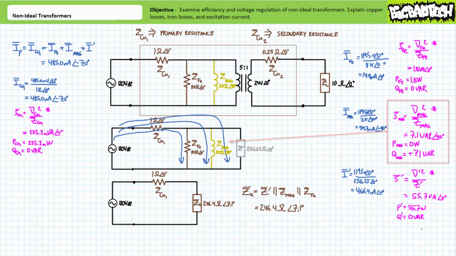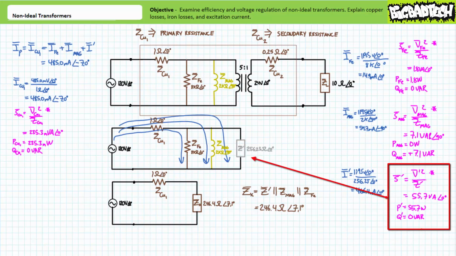Finally, the power equation demonstrates that the reflected impedance will consume only 55.7 volt amperes of apparent power, all of which is being directed towards 55.7 watts of real power and none of it towards a reactive interchange. This is where we took a hit. Because both applied voltage and current went down, the reflected impedance consumes less power than previously.